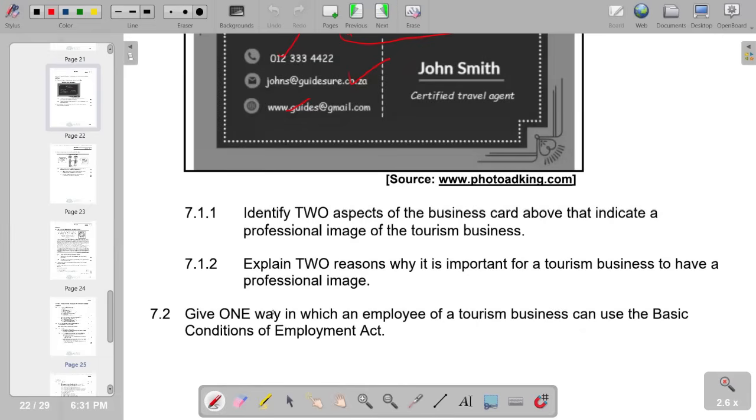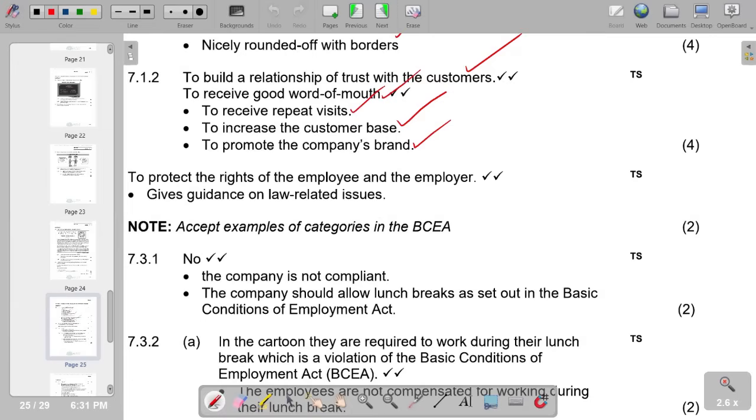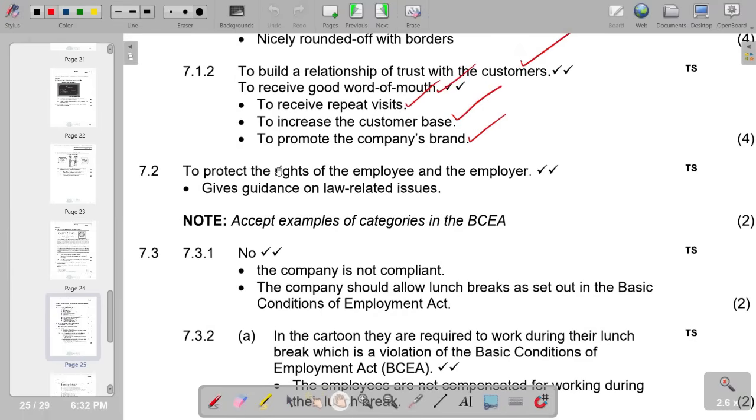7.2, give one way in which an employee of a tourism business can use the Basic Conditions of Employment Act. So remember, the Basic Conditions of Employment Act gives effect to the right to fair labor practices. So we are saying one way in which an employee of a tourism business can use the Basic Conditions of Employment Act. So you'd see that it is to protect the rights of the employee and the employer. It gives guidance in law-related issues. So these are the 2 points that we have on that part.